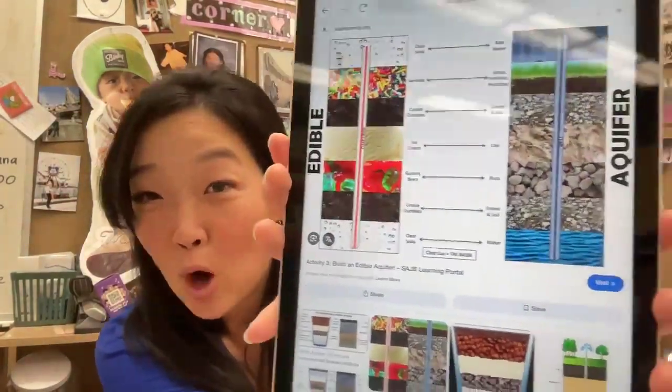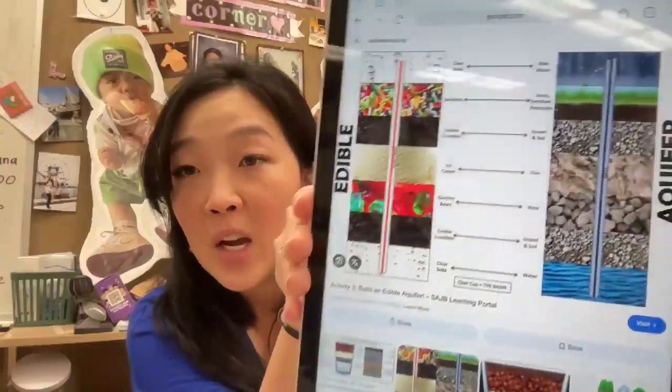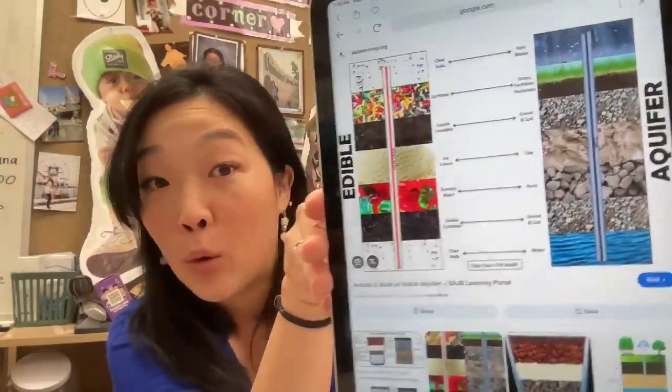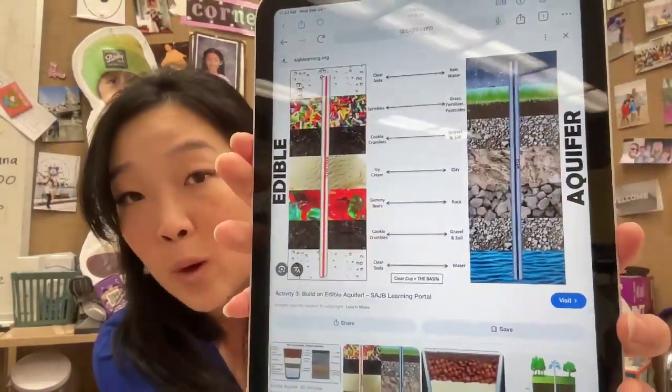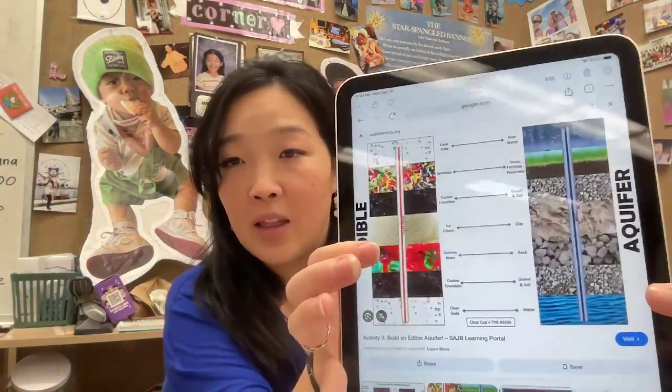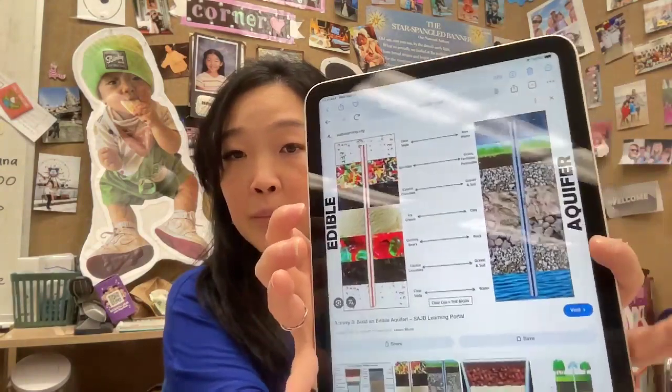So today, what we're going to be doing is we're making an edible aquifer so you guys understand why these different layers are important and also how you can protect our groundwater as well. So we're going to start off with our sand and gravel area, which is going to be this layer right here. That's going to be our gummy bears, our cereal, and our chocolate chips. Those are going to represent things like sand, gravel, even rocks.